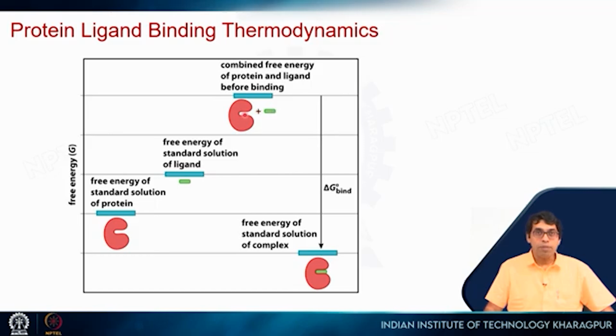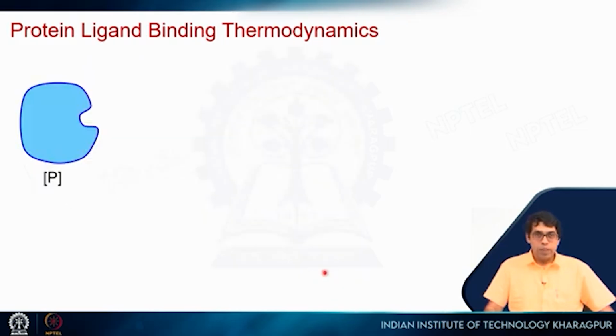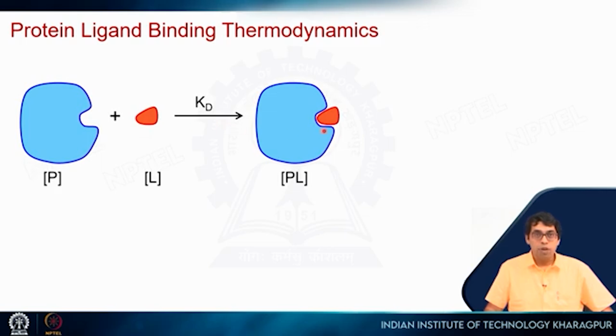Now, when this ligand binds to this protein, the complex is formed. If the free energy of this complex is less than this combined free energy, then we will call this a spontaneous reaction, which means that when the ligand binds to the protein, the total free energy is decreased. So, this will be a spontaneous reaction, right. Let us look at it in more detail, and how we can quantify something like this. So, this is the free protein, this is the free ligand, and it forms the complex.